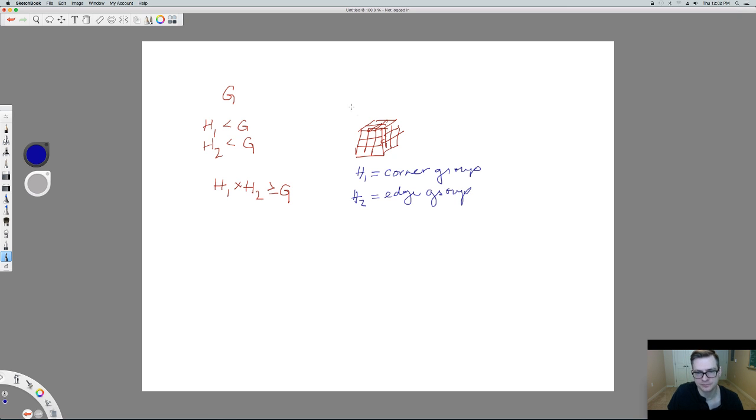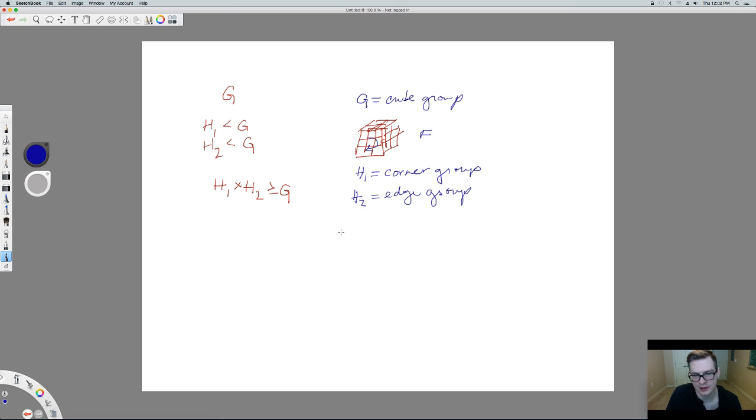Now, obviously, in the total group, where G here is equal to the cube group, corners and edges do move simultaneously. So when we do some move, like, for example, the F move on the cube, which is turning the front face, both the corners and edges are moving. However, if we look at the group in terms of just the corners and just the edges, and apply elements like F to those, we can look at these as separate things.